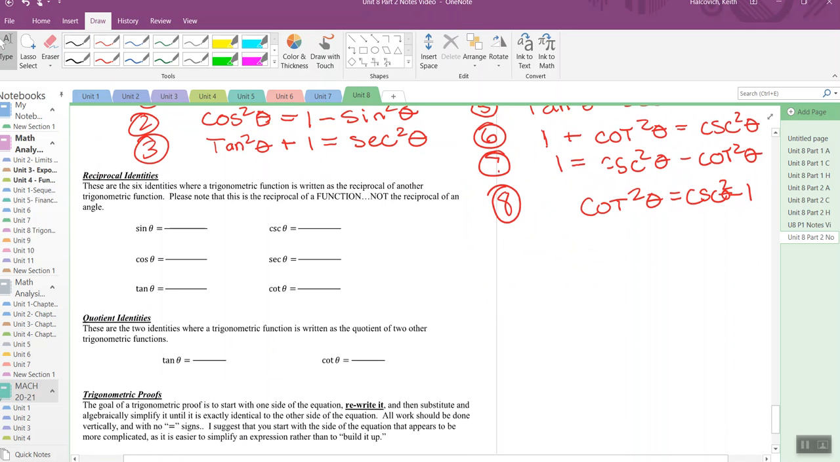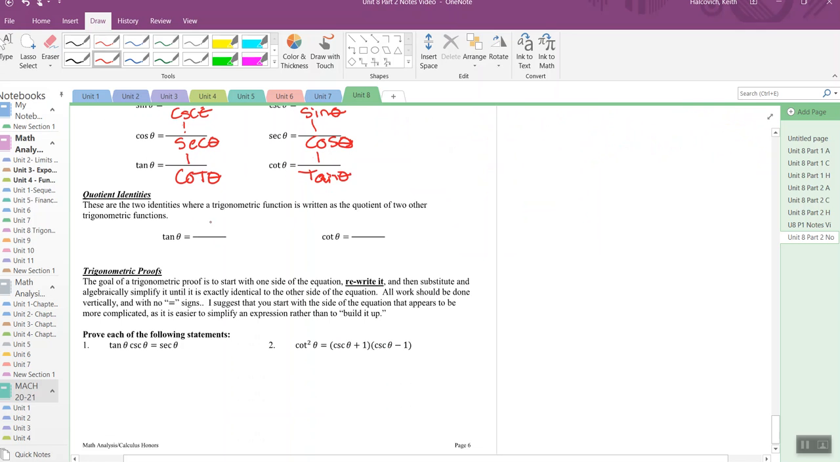The reciprocal identities, remember sine is the reciprocal of cosecant. Cosecant is the reciprocal of the sine. Cosine is the reciprocal of the secant. Secant is the reciprocal of the cosine. Tangent, reciprocal of the cotangent. Cotangent, reciprocal of the tangent. The quotient identities, tangent is sine over cosine, and cotangent is cosine over sine.